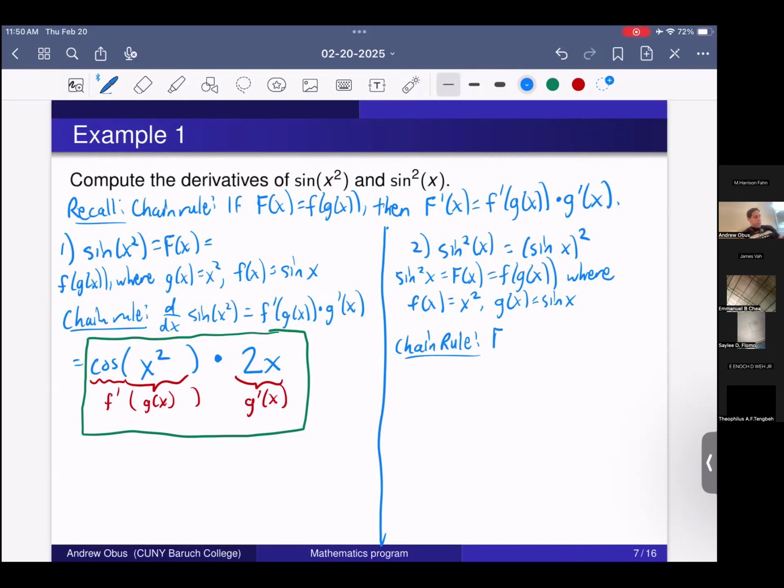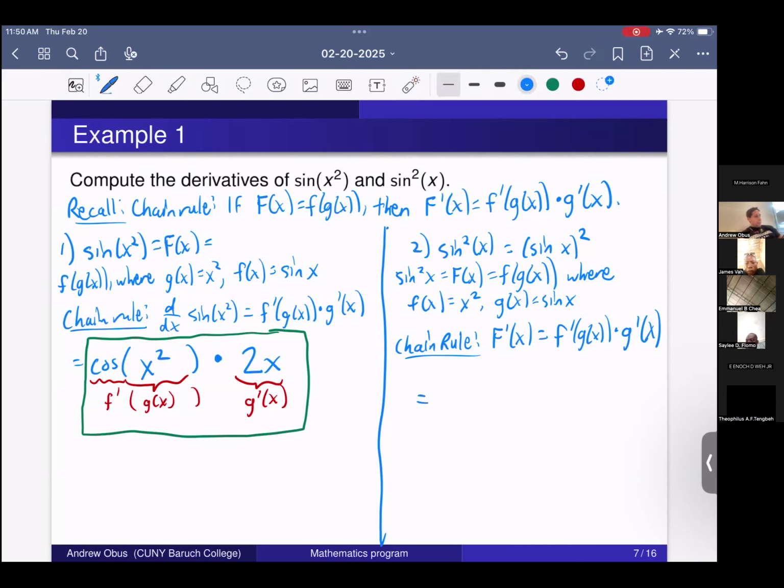So the chain rule says that capital F prime of x is going to be equal to, well, we still have the same formula, f prime of g of x times g prime of x. And so I see James has sine of 2x. I think that's not quite right. That'll be part of the answer. So what is that going to be equal to?